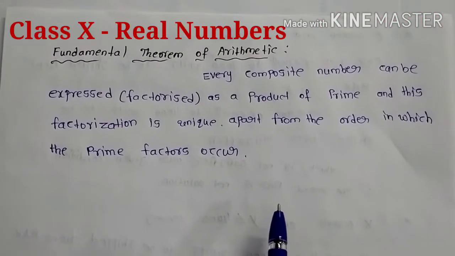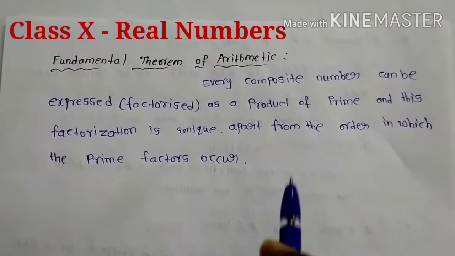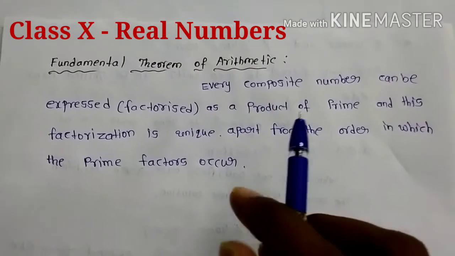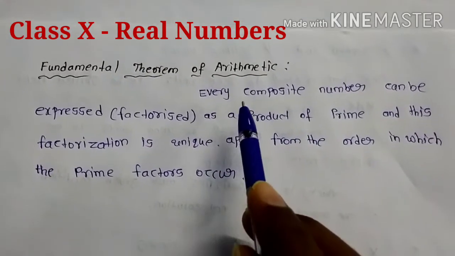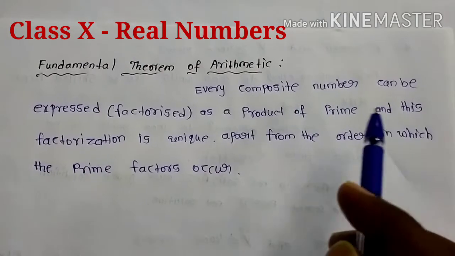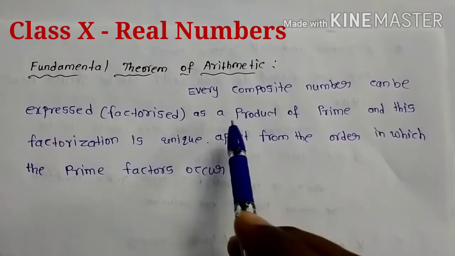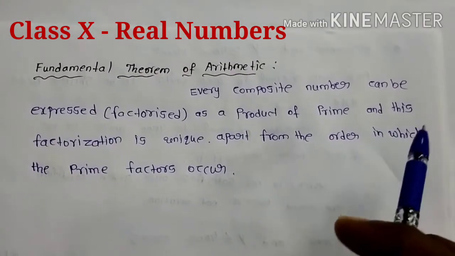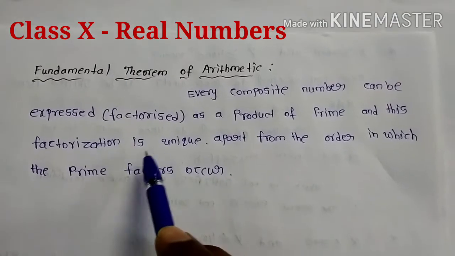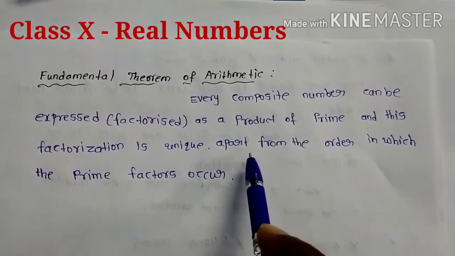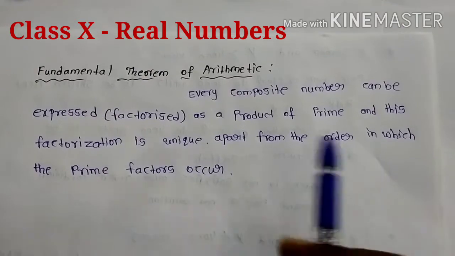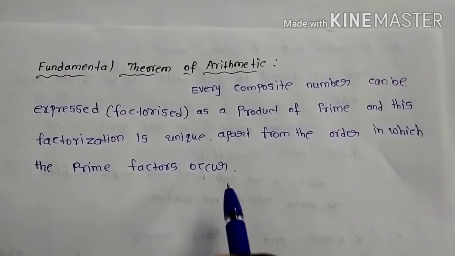Now you can see here the fundamental theorem of arithmetic. The statement is: every composite number can be expressed as a product of primes, and this factorization is unique apart from the order in which the prime factors occur.